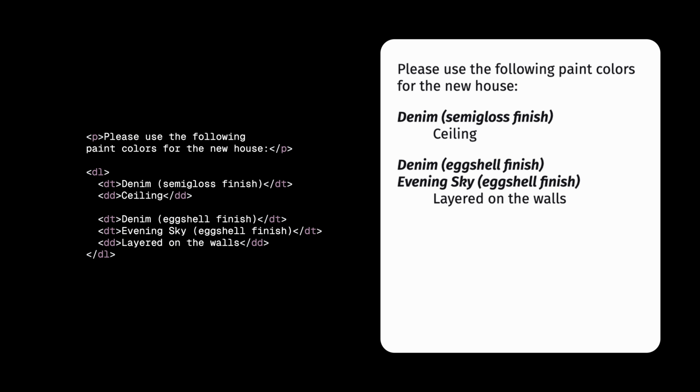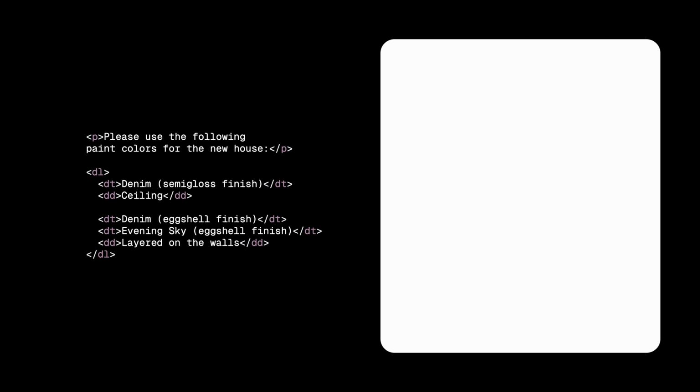DT specifies a term in a description or definition list, and as such must be used inside a DL element. It is usually followed by a DD element, however, multiple DT elements in a row indicate several terms that are all defined by the immediate next DD element.